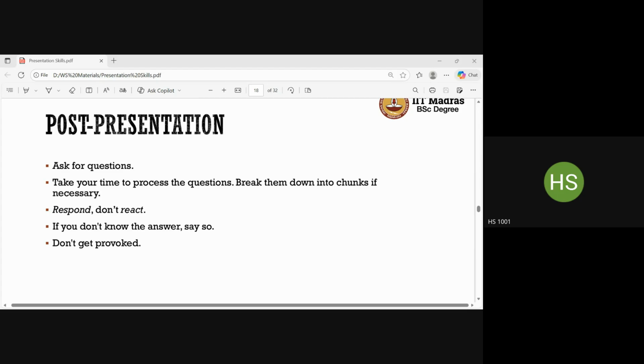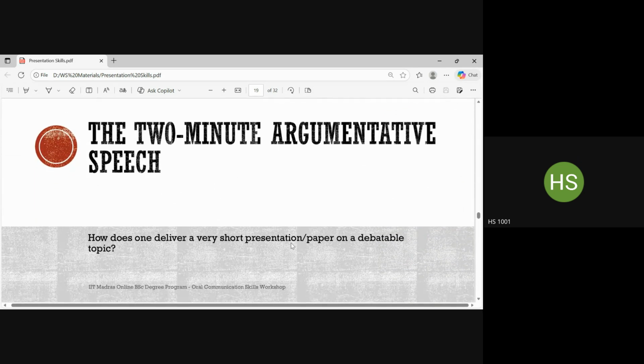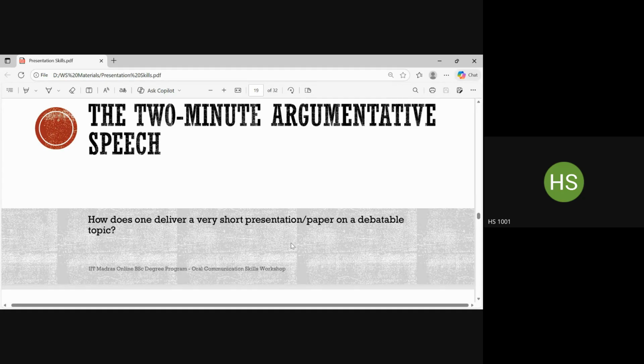This willingness to accept that we don't really know everything and this enthusiasm to actually find out what you don't already know can be very valuable, both in a classroom setting and in a professional setting. The important thing is to not get provoked by a question or by anybody who's asking you a question.